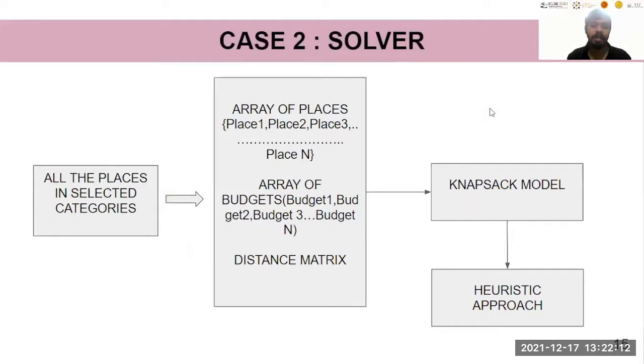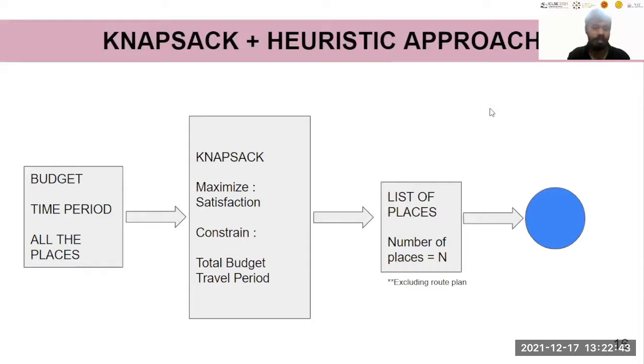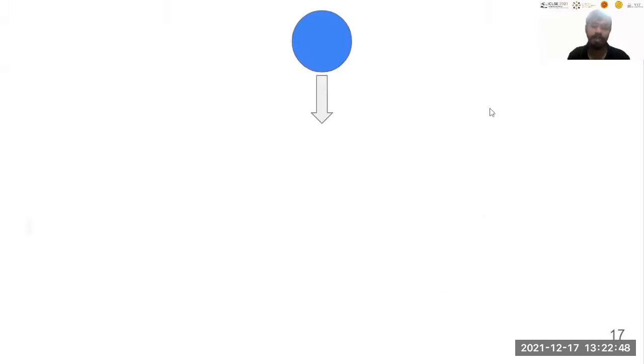In case 3, we get all the places inside the categories together, and we use the knapsack model to filter those places to bring them closer to the constraints. And then we use a heuristic approach to find the most accurate result within their time period and budget and maximize the satisfaction. In this heuristic approach also, we eliminate places with the lowest rating. Here is the overview of how the knapsack and heuristic approach works, as I have explained earlier.